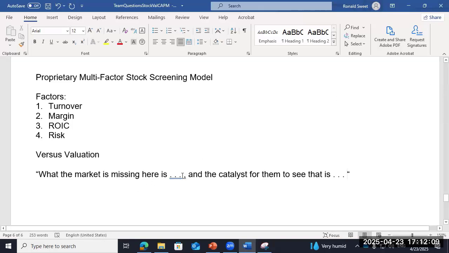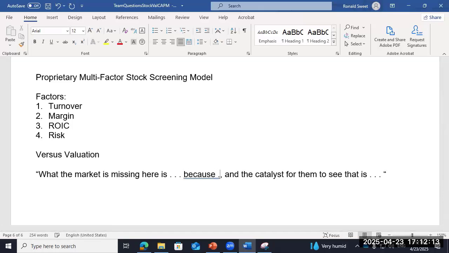You have to add another phrase here. What the market is missing here is, because, and the catalyst for them to see that they're wrong and I'm right is this. If that catalyst is when they hire a new CEO and the current CEO is 45 years old and has no plans of ever retiring, the market's going to see this over the next 20 years. It's like, yeah, that's a little slow. Market's going to see this with next quarter's earnings. Yeah, that's pretty fast. That's a good stock purchase.